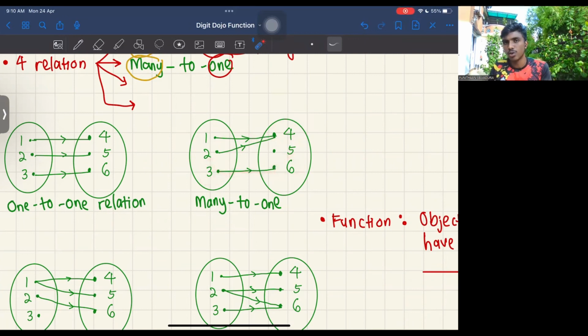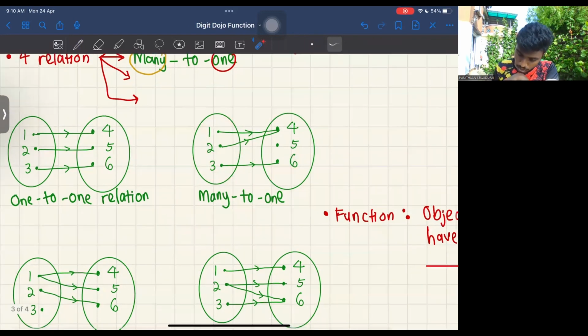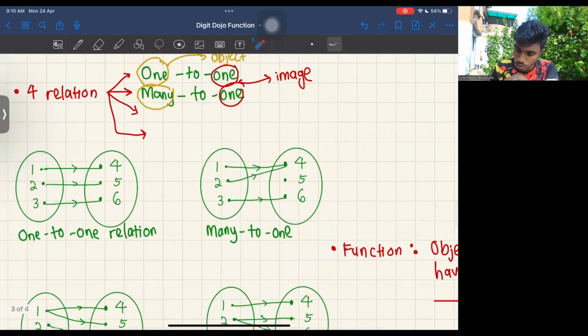Even though 3 is going to 6 only, which is one to one, when you see this relation, it automatically goes for many to one. This one we won't care about already. So in this relation we can see one to one and also many to one, so we'll go for many to one. So this is called many to one.